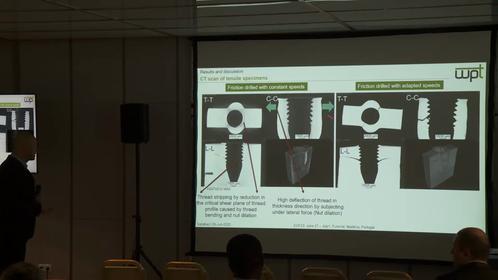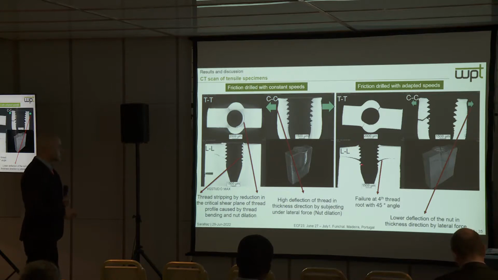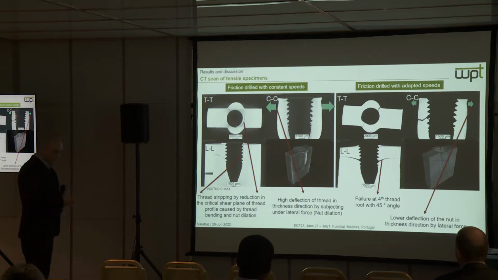We can see here a high deflection of the thread thickness directly under lateral force, not dilation. However, less dilation was observed with adapted speed, and you can see the lower deflection of the nut in the thickness direction. In comparison to the other method, where the thread is sheared off from the bore, here we can see that the crack is initiated at 45 degrees and propagated in radial directions.